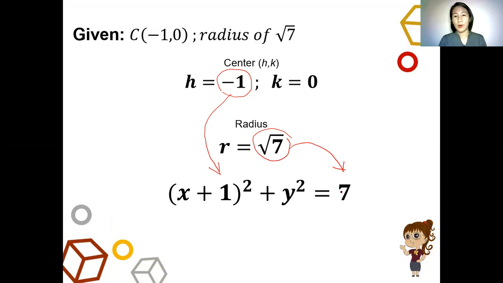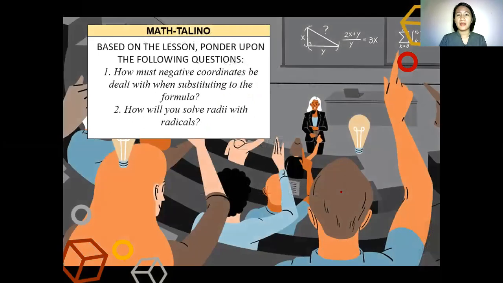This is actually part of your math talino, wherein you have to ponder upon the following questions. How must negative coordinates be dealt with when substituting to the formula? And how will you solve radii with radicals? Though I have explained it, I want you to answer it on your formative assessment.